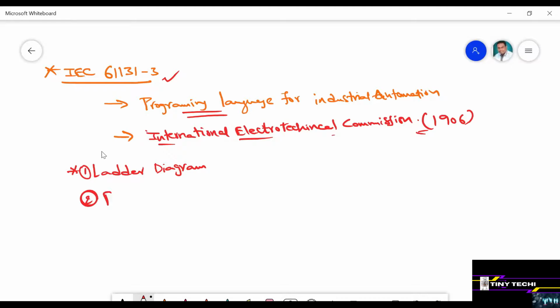The programming languages under the IEC standard: the first is the ladder diagram, in short form called LD. The second is the functional block diagram, called FBD.